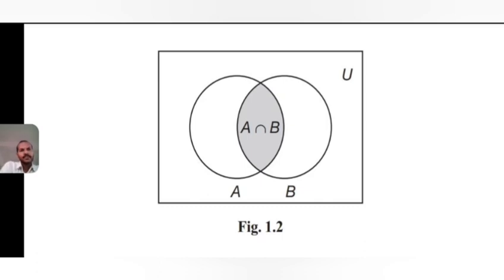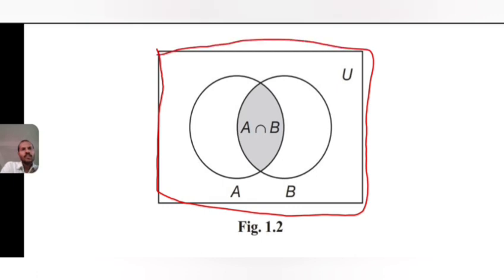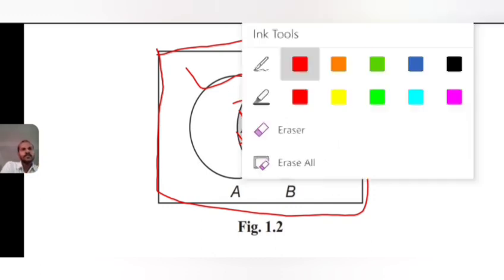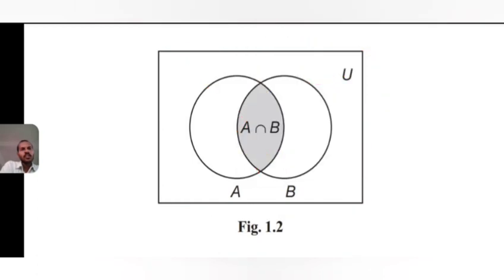Here again, U is the universal set. Its subsets are denoted by the circles A and B. The shaded region is A intersection B, the common region between set A and set B, right? Now we move to the next slide.